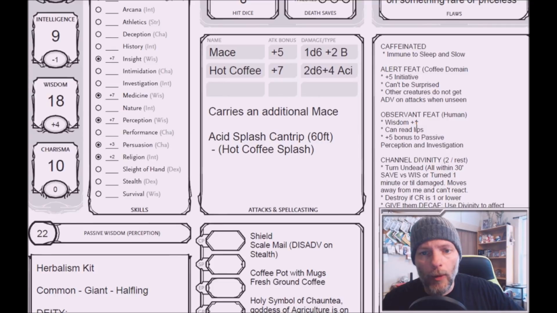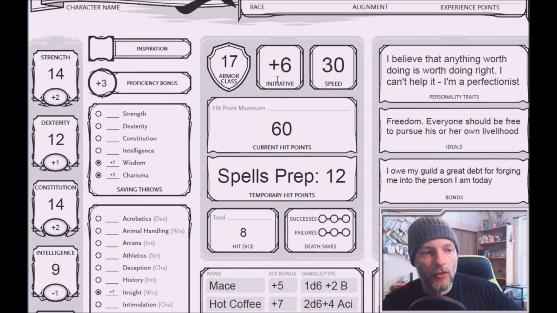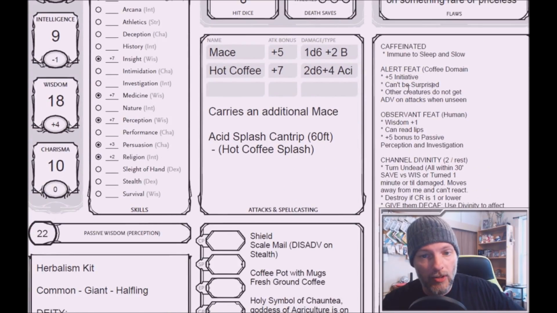So off to the right, we've got caffeinated, which is our first level coffee domain ability, which means we're immune to sleep and slow. We also, at first level, being a coffee domain cleric, we get the alert feat, so that gives us a +5 to initiative, and with our dexterity, that is going to put us at a +6. That's pretty impressive. We cannot be surprised, and other creatures do not get advantage on attacks when unseen.